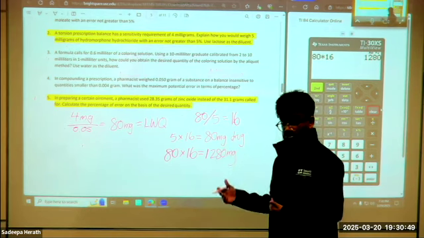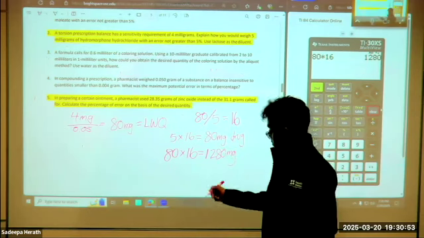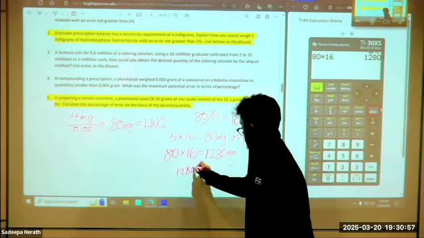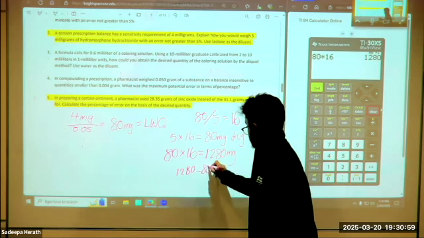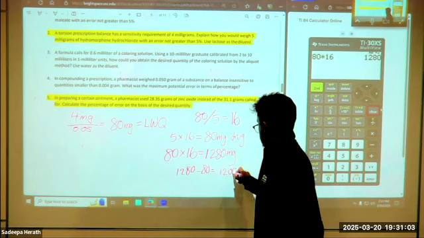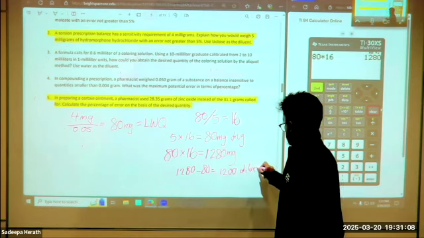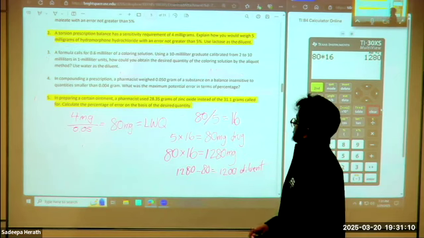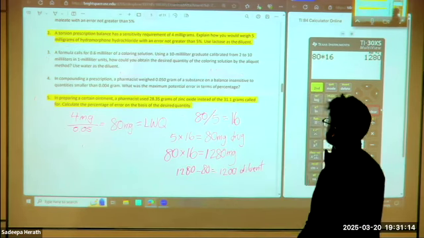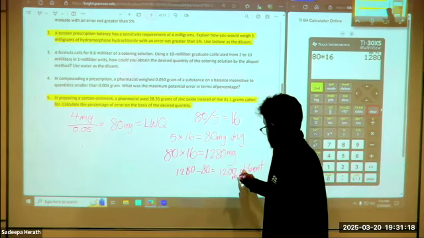To get how much diluent we used, subtract this by that. Easy. So 1280 minus 80 equals 1200 diluent. That could be lactose, dextrose. It says use lactose as the diluent. So that's 1200 milligrams of lactose.